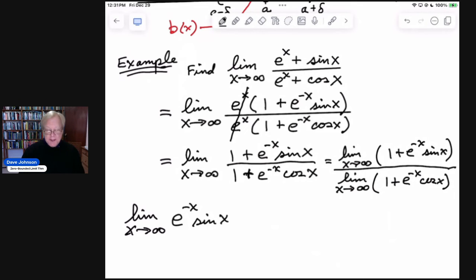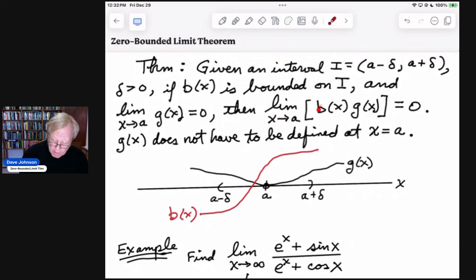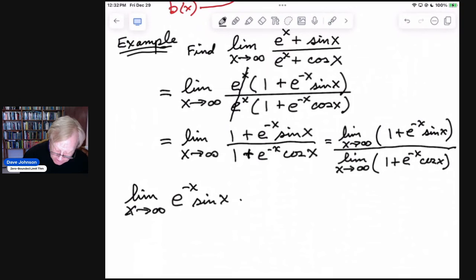Well, this one is an example of a problem that can be done with the zero-bounded limit theorem. Why is that? Well, because the limit of e to the negative x is 0 as x goes to infinity. e to the negative infinity is 0. And sine x is always bounded. So even though the limit of sine x as x goes to infinity does not exist, sine x is bounded. So as far as our theorem is concerned, we've got our bounded function times our function that has a 0 limit. And so we can go ahead and say that the limit of this is 0.